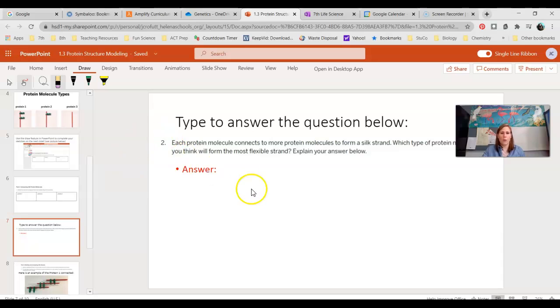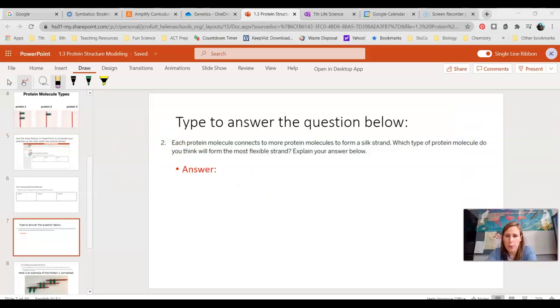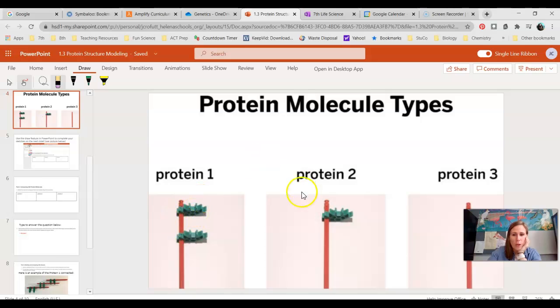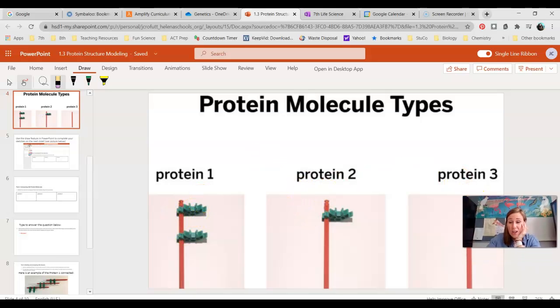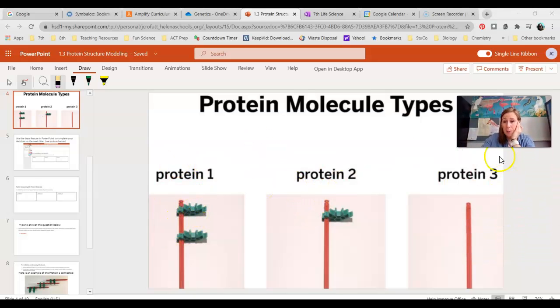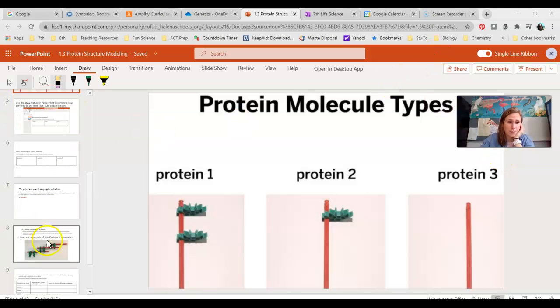All right, and then answer this question. Each protein molecule connects to form more protein molecules, and those form a silk strand. Which type of protein molecule do you think will form the most flexible strand, so it'll be easiest to bend? Explain your answer below. Once you've finished explaining whether protein 1, protein 2, or protein 3, if connected together with the same type of protein, will form the most flexible strand, you'll move on to part 2.